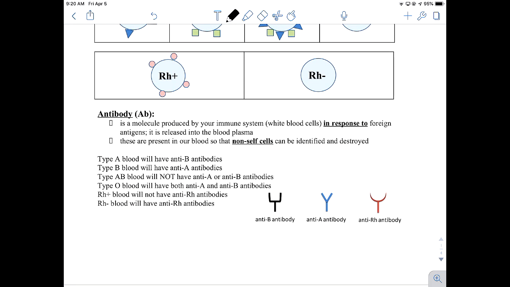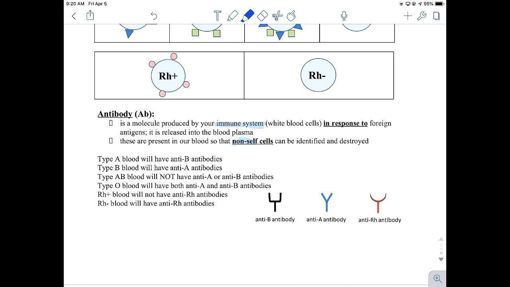Okay, so the antibody: these are molecules that your immune system creates, and they help the white blood cells to find these types of cells and to attack them. They are created in response to foreign antigens, and they are released into the blood plasma. They're one of those proteins floating around in the plasma, present so that non-self cells, meaning invaders and foreign cells, can be identified and destroyed.